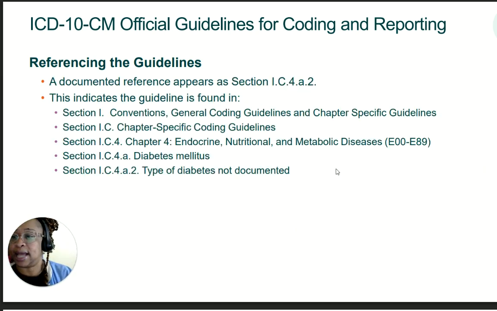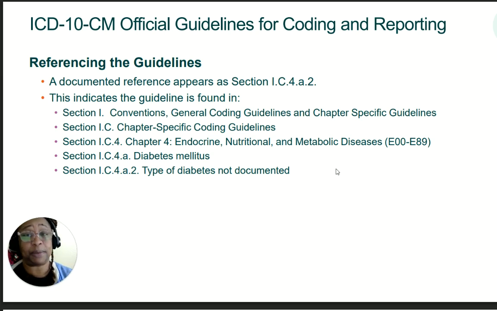Referencing the guidelines, a documented reference appears as section I.C.4.A.2. So anytime that's shown in your tabular under a code, go to the guidelines and see if there are any specifics you need to know for additional instructions. This indicates the guideline is found in section I, conventions, general coding guidelines and chapter specific guidelines. It is also in section I.C, which is the chapter specific coding guidelines.